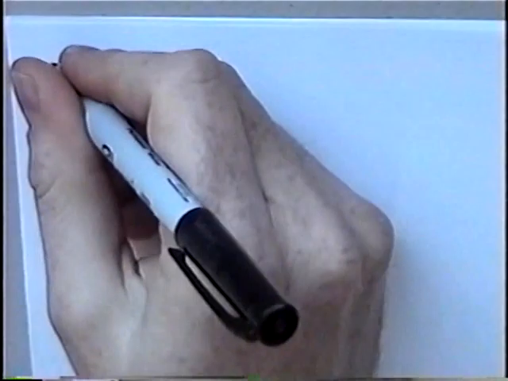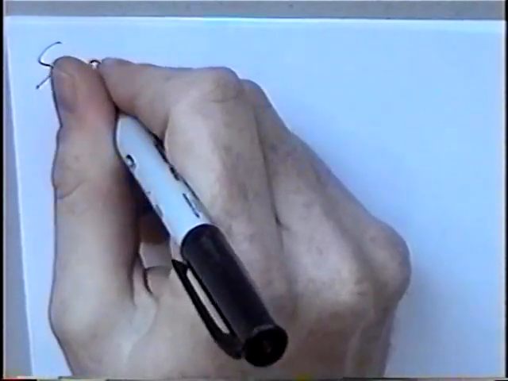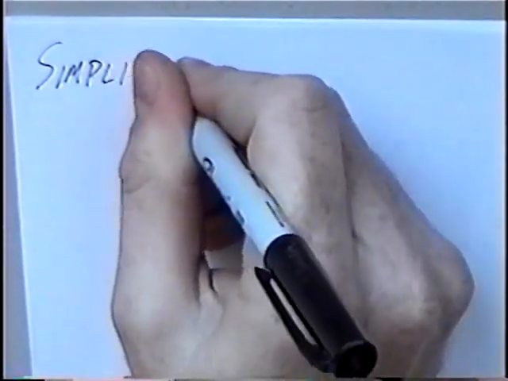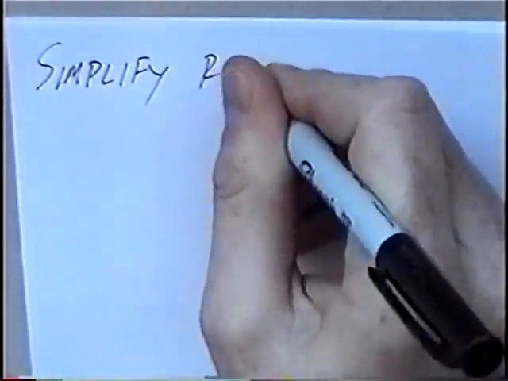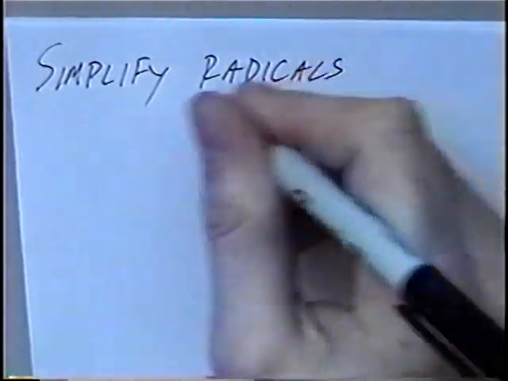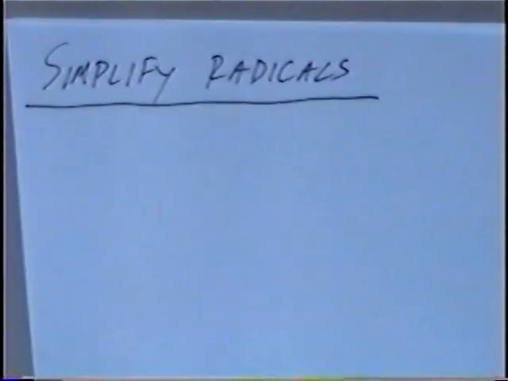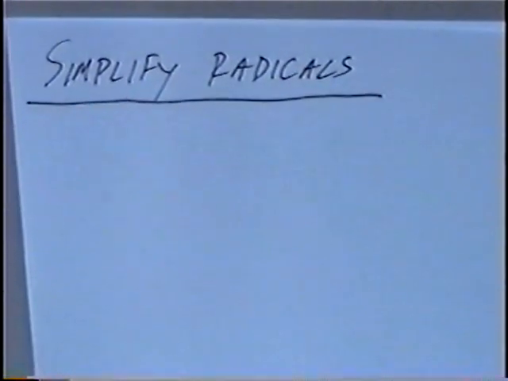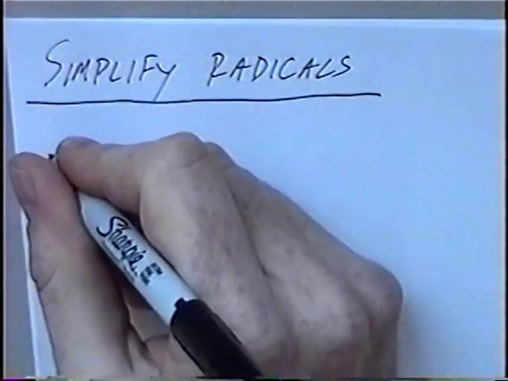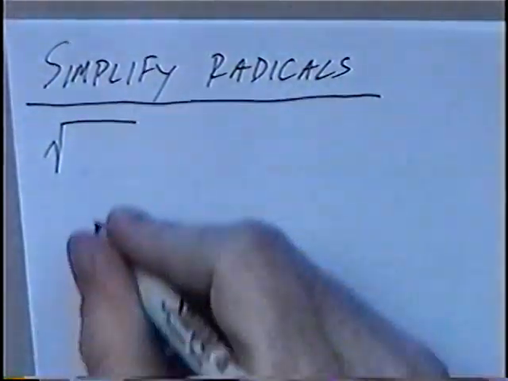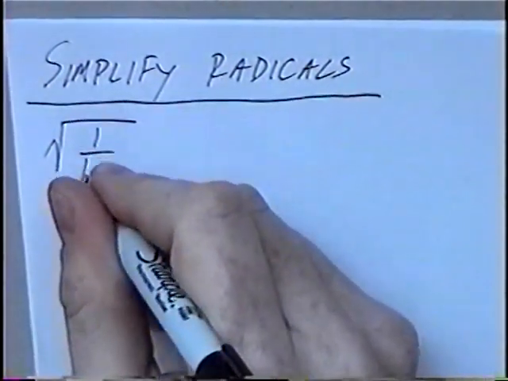Title of the first section today is Simplify Radicals. In this section we'll simplify radicals, which is the same as simplifying square roots. First question, we have the square root of 1 over 16.